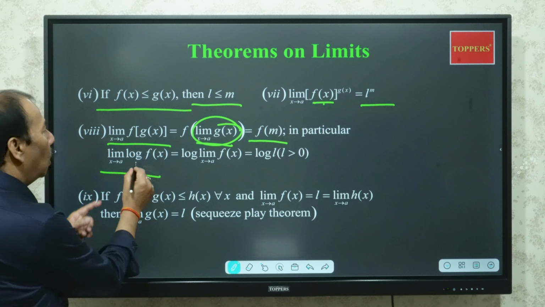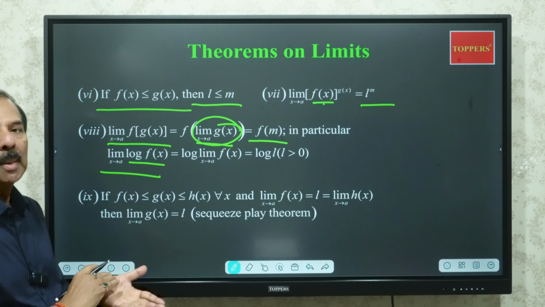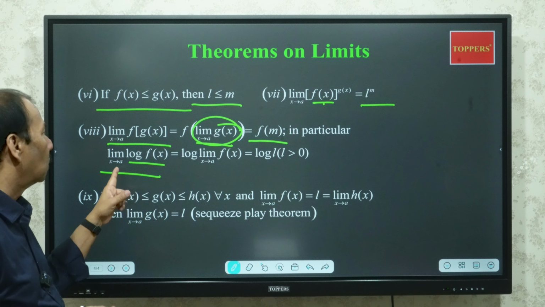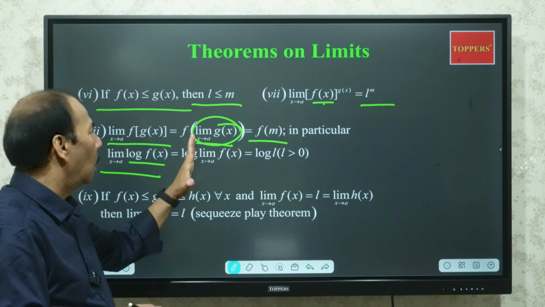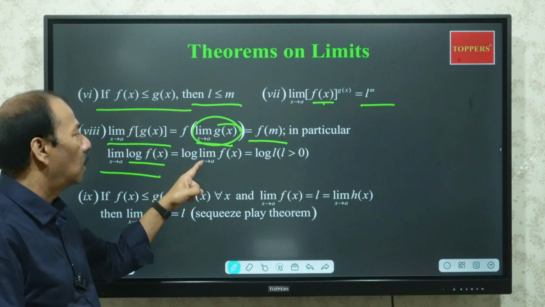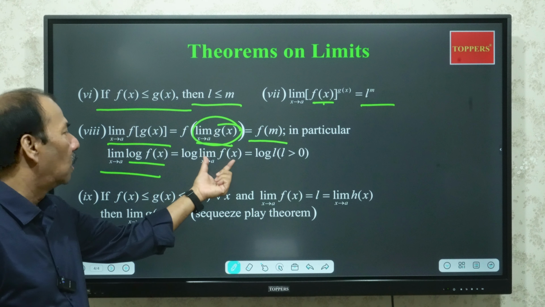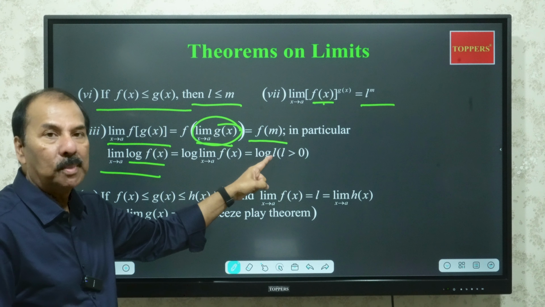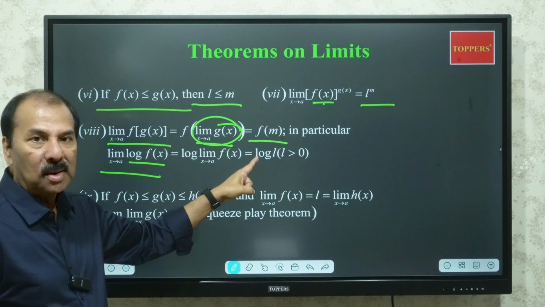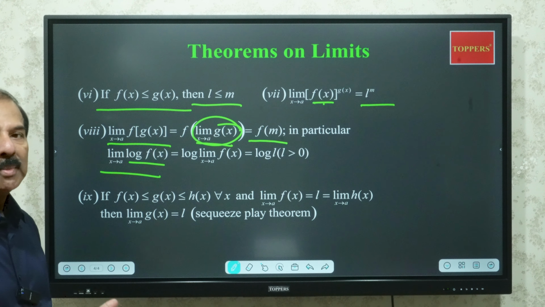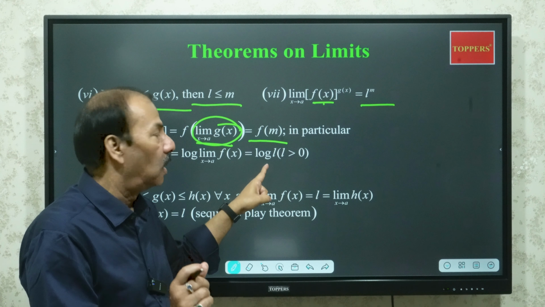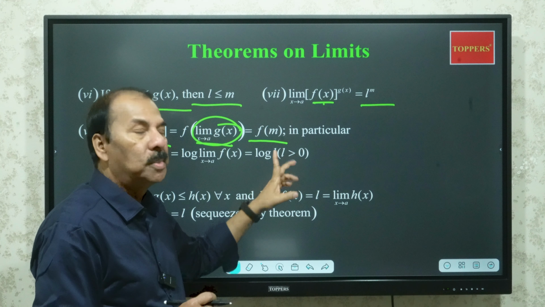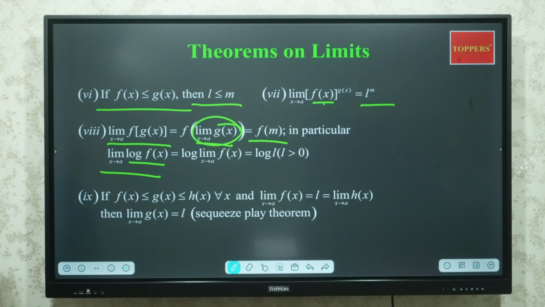Similarly, if you have log of f of x, the limiting value of log of f of x when x tends to a, we will take the log out of this limit. So it is log of the limiting value of f of x when x tends to a. If it is equal to, suppose, n, then it is log of n. As soon as log appears, obviously the condition has to be fulfilled, so that this n should be greater than 0.